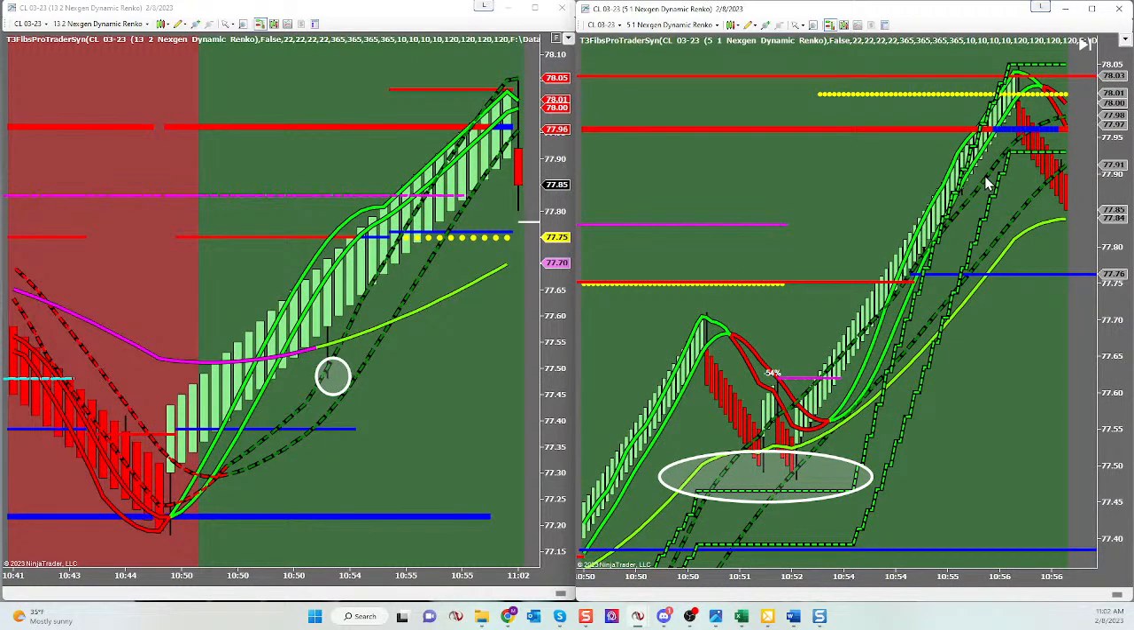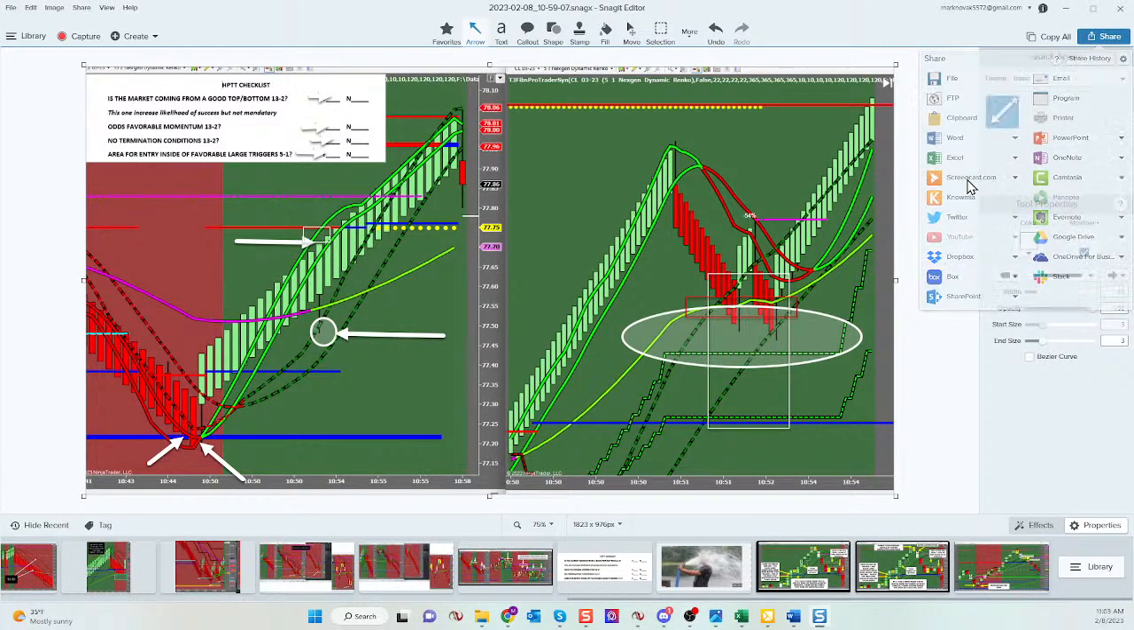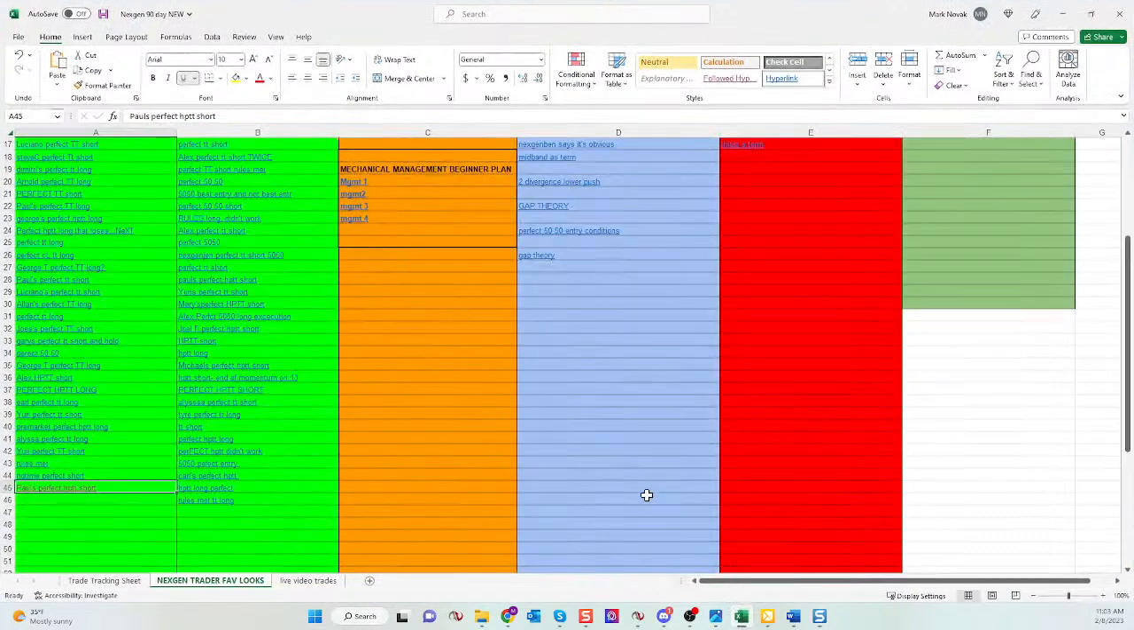Isn't that amazing? Rules met. High probability, nothing in the way, every indicator agrees on every chart. Guys, that's such a pretty picture. I'm going to upload it to screencast. I'm going to open up my spreadsheet.